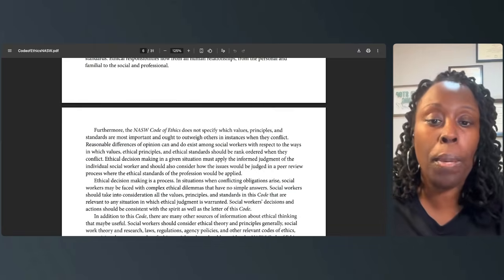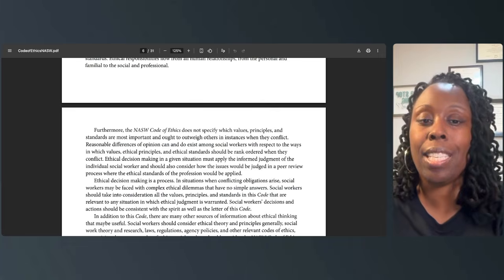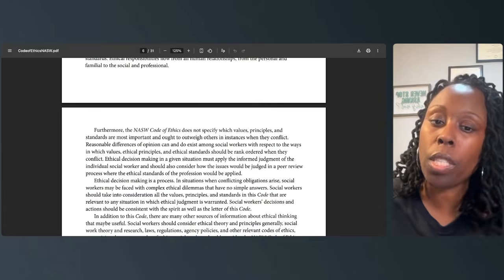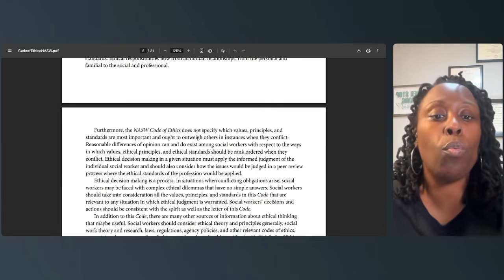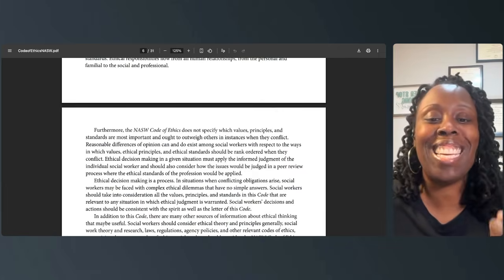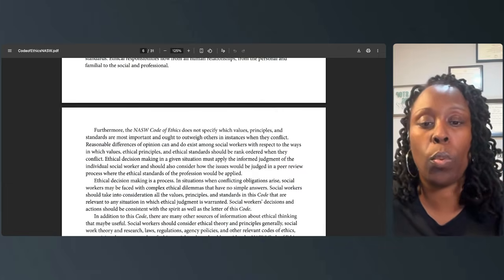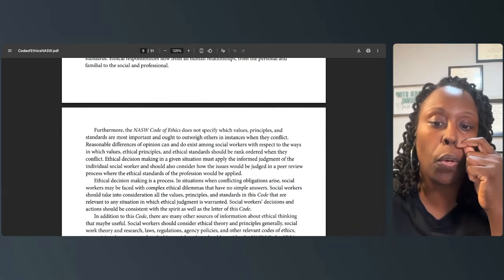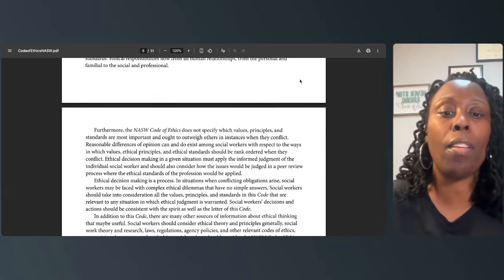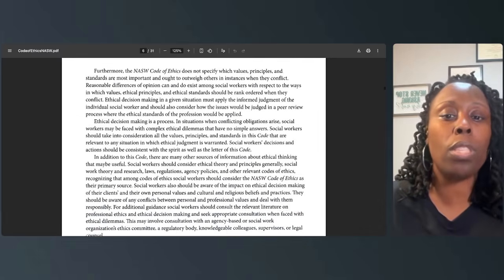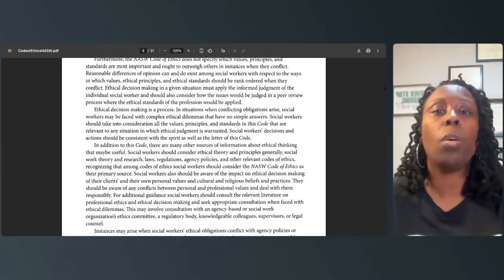Reasonable differences of opinion can and do exist among social workers with respect to the ways in which values, ethical principles, and ethical standards should be ranked and ordered when they're dealing with conflict. Ethical decision making in a given situation must apply the informed judgment of the individual social worker and should also consider how the issues would be judged in a peer review process where ethical standards of the profession would be applied. So basically just think about it.